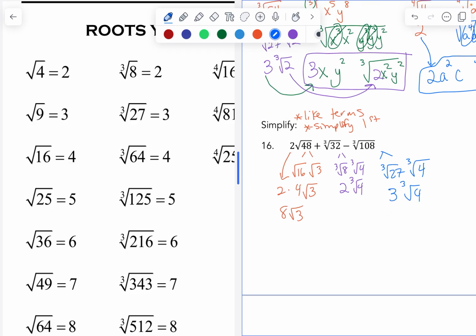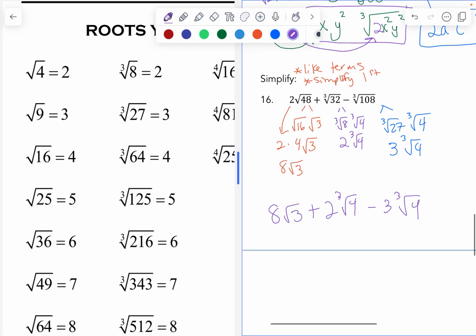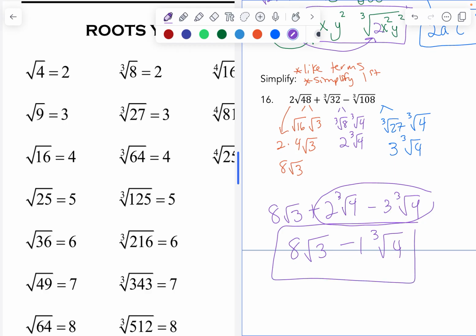So right now you have 8 cubed root 3 plus 2 cubed root 4 minus 3 cubed root 4. So these right here are like terms. So you can't do anything with the square root of 3, but 2 minus 3 is 1. So this would be your final answer.